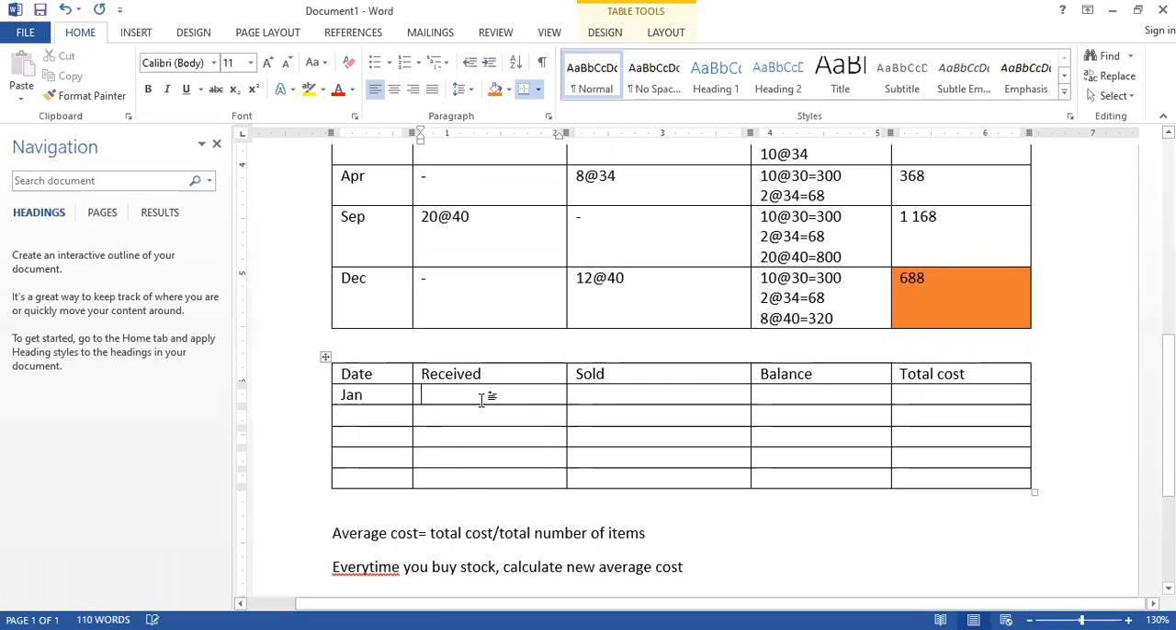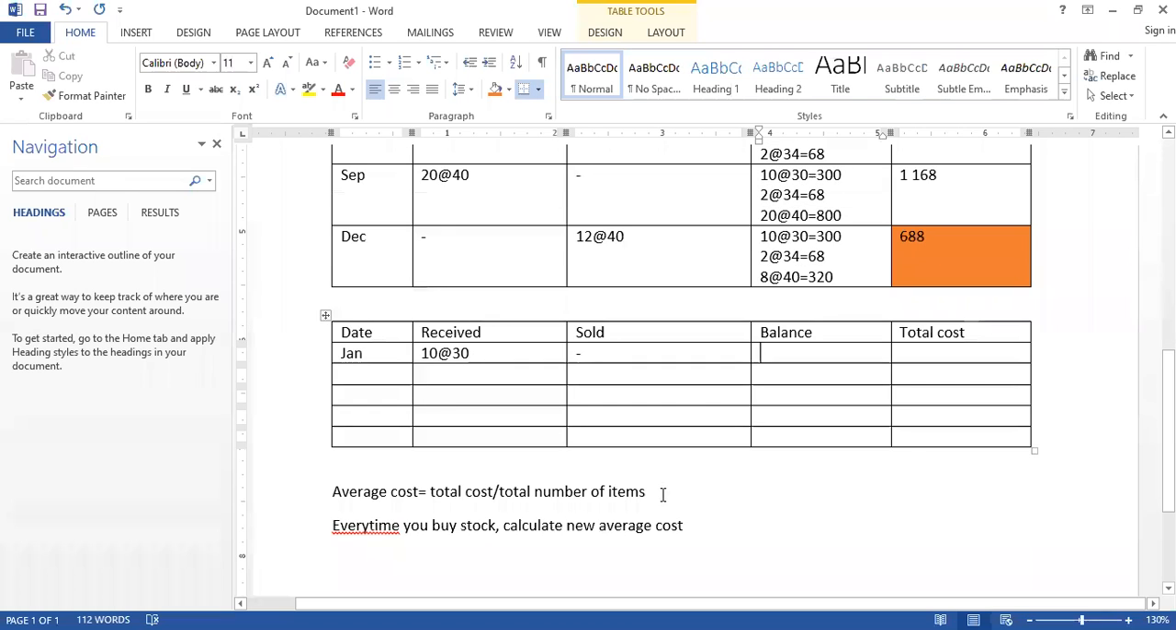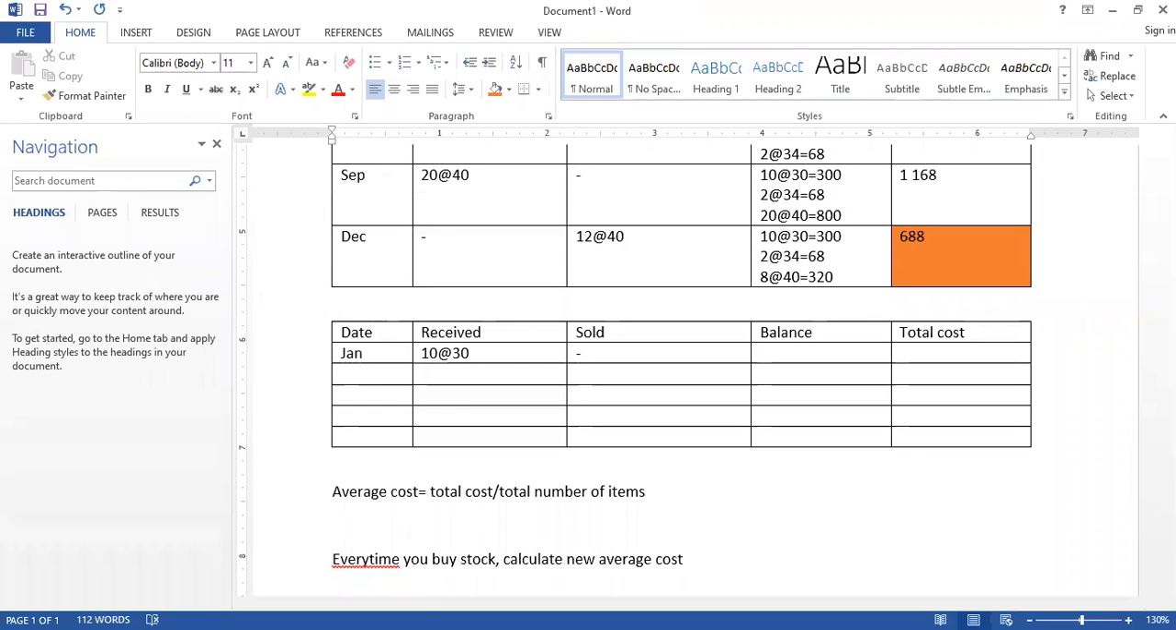We start off with January. We bought 10 items at the price of how much? $30. So we did not issue out anything, it's zero. So what will be our balance? We said that we calculate our average cost. The total cost of these items is how much? 10 times 30 will give you a total cost of 300, right? You divide it by the total number of items. Currently, we only have 10. There's nothing else here, it's only 10.